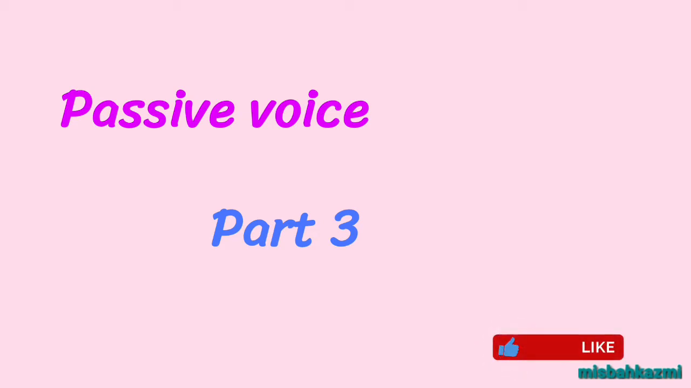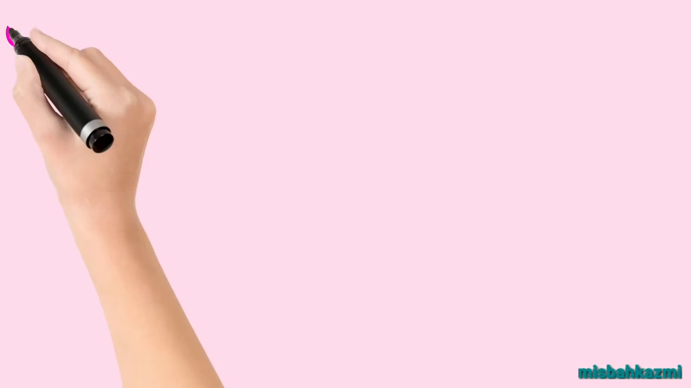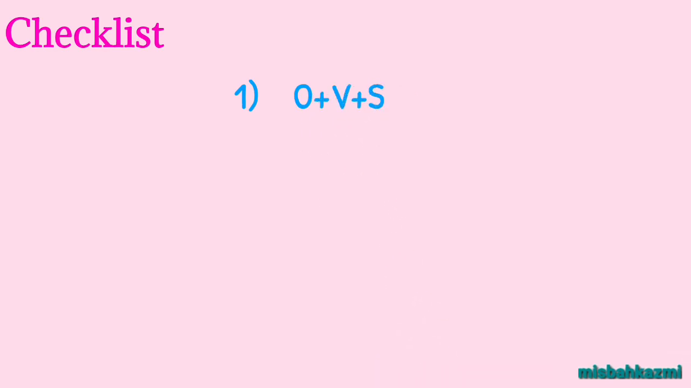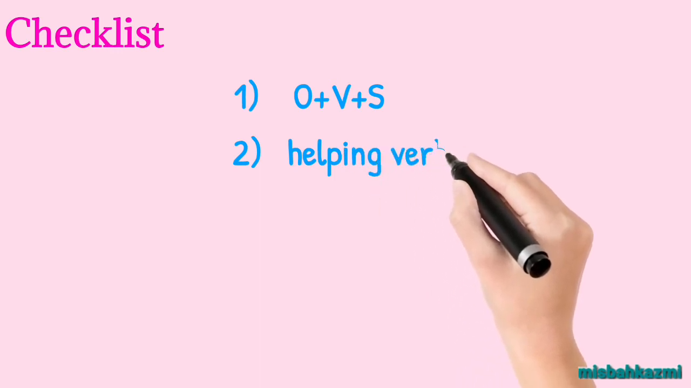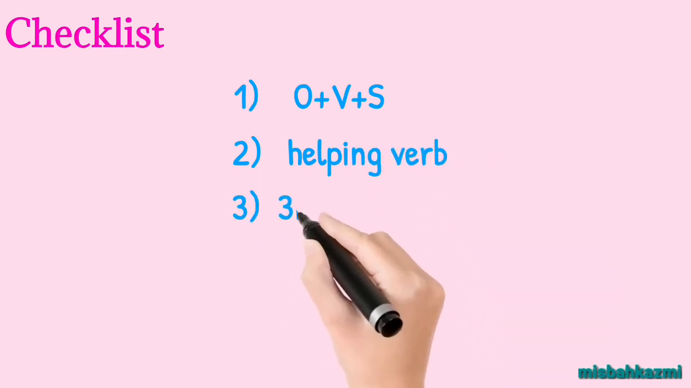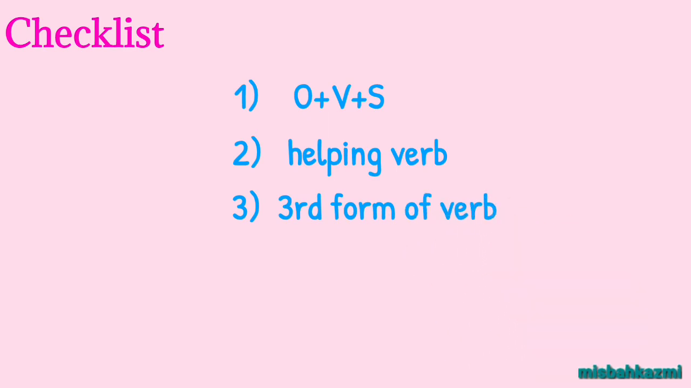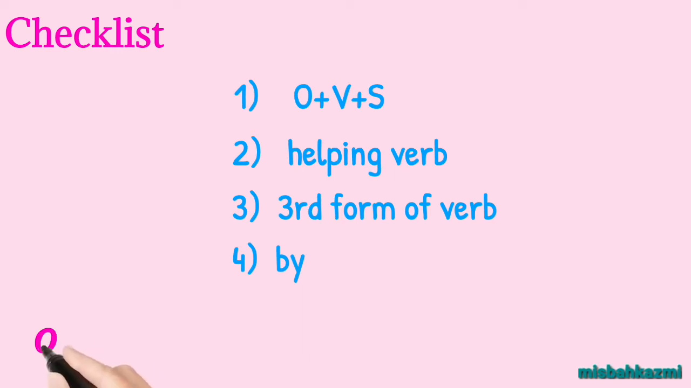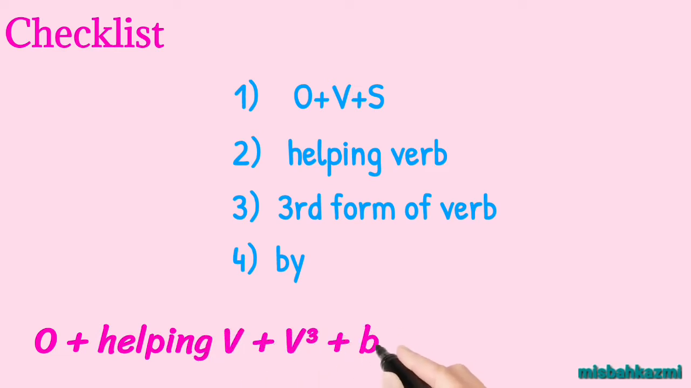Before moving toward the next part of the video, we will discuss some key points from the previous one. That includes the checklist. The first point in the checklist is the structural change, that is OVS. The second point is adding a helping verb, and the third point is adding the third form of verb, and after that you will add by. So in sequence the structure will go as object plus helping verb, then verb in third form, then by, and after that you will use the subject. This is the structure of a passive voice sentence.